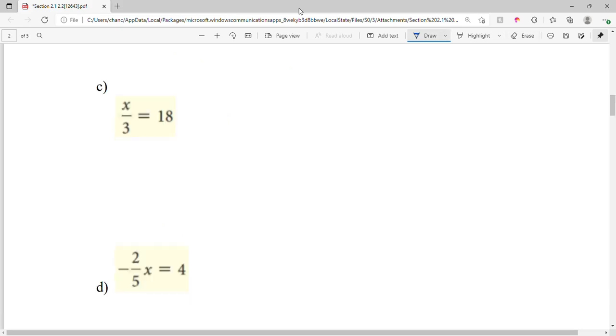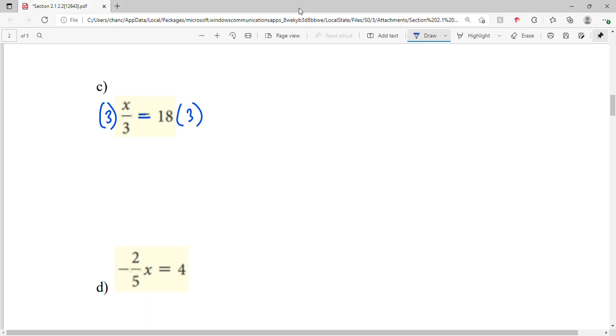In part C, I want to solve for x, and here x is being divided by 3. What's the opposite of being divided by 3? Well, that's multiplying by 3. That's what we're going to do. Let's multiply both sides by 3 in order to maintain that equality.